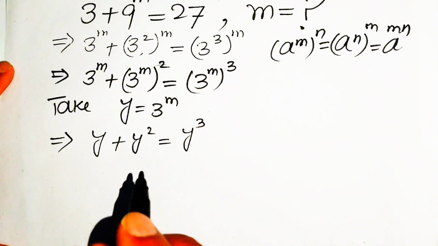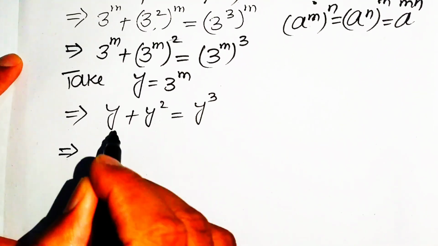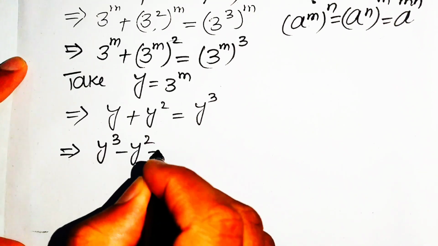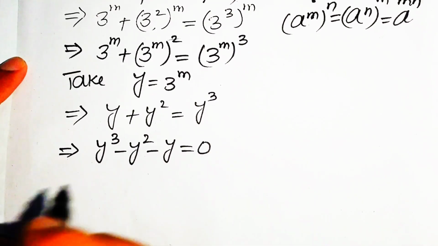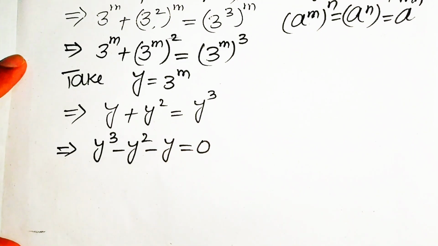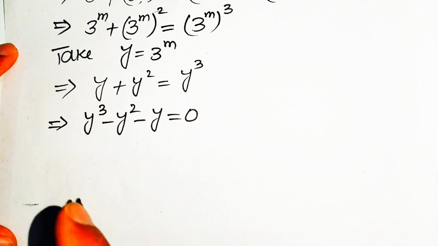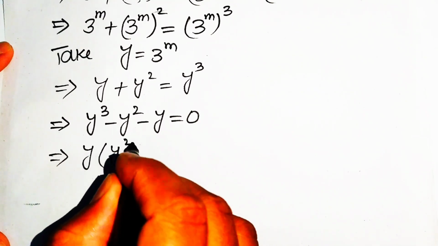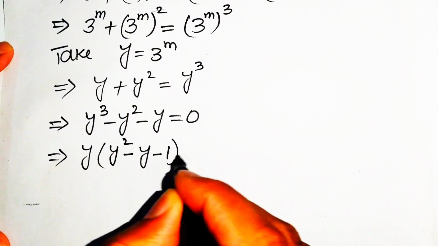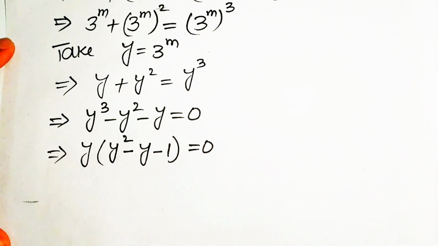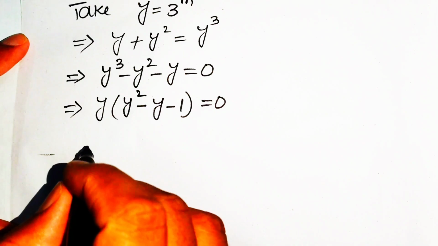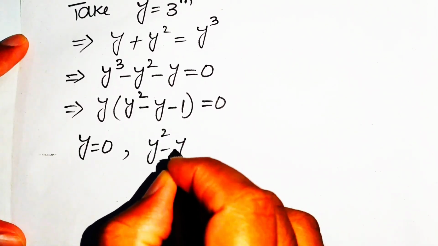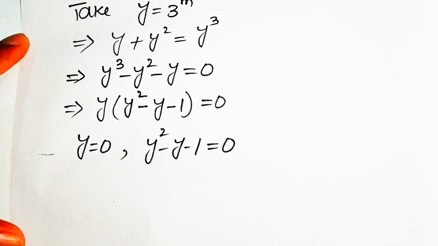And now in the next step, we rearrange these terms, and we move these two values to the right hand side, and it will be written as y cubed minus y squared minus y equals 0. So this becomes a cubic equation. And now you see here we have y as the common term, so we take it common, and we get y times (y squared minus y minus 1) equals 0. So here we have two cases. Our first case is y equals 0, and the second case is y squared minus y minus 1 equals 0.